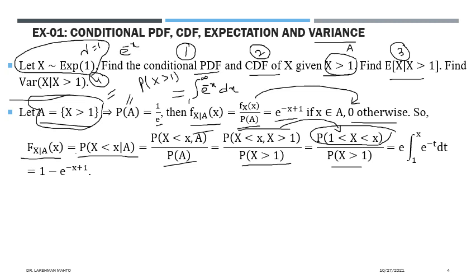PDF, we know that. So we just need to integrate it from where to where. x is taking values between 1 and x, so that's why we need to integrate the PDF from 1 to x. After integrating, we get 1 minus e to the power minus (x minus 1). So we can say that this is our desired conditional CDF, cumulative distribution function. We got the solution of the second problem as well.